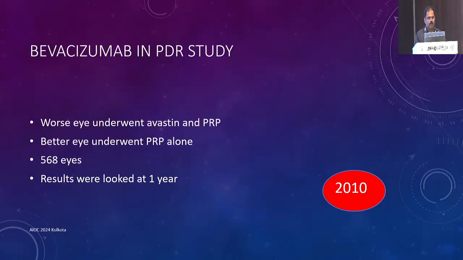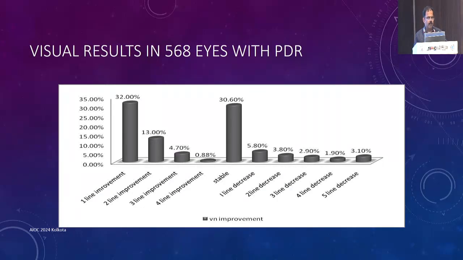So I did one study, a retrospective analysis of 568 patients. This is before Protocol. So I had 2 eyes of the patient who had PDR. The worse eye received injection with PRP. The better eye received PRP alone. And this was the total result. About 50% of patients had improvement in vision, 1 line, 2 line, 3 line, and 4 line. And about 30% were stable.